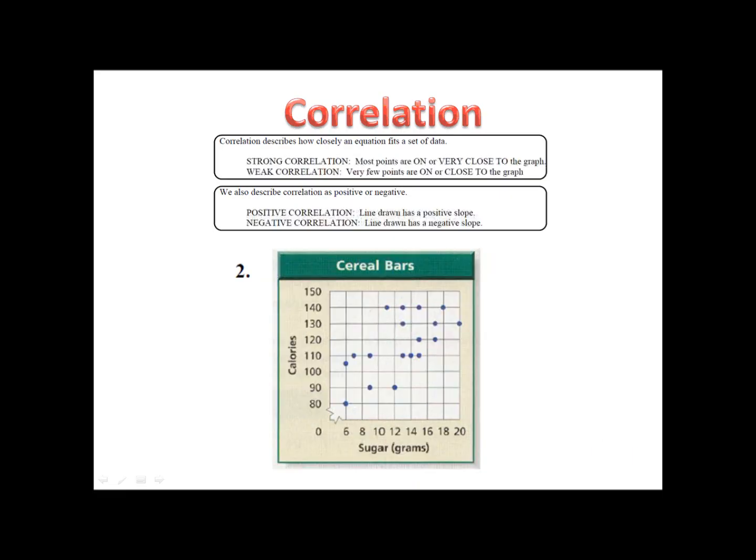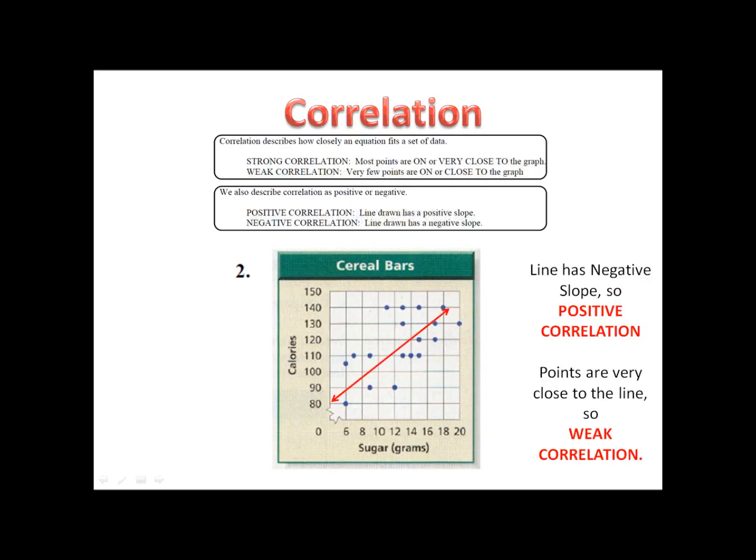In our second example, we have a series of data points that shows the number of calories in cereal bars and the number of grams of sugar. Once again, I draw a line that fits through those data points, and I notice that the slope is positive. So we say it has positive correlation. On the other hand, we notice that the points are not very close to the line. There's some that are quite a ways away on the bottom, quite a ways away on the top. So we say it has weak correlation.